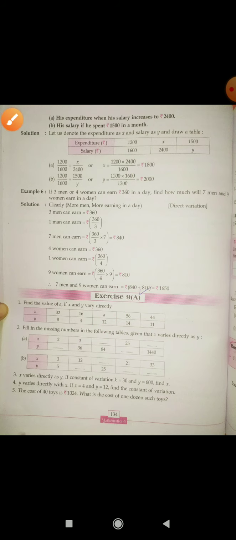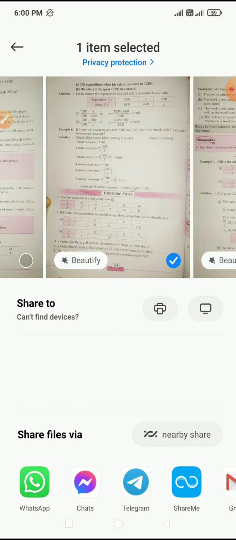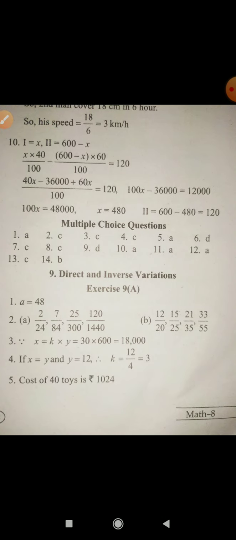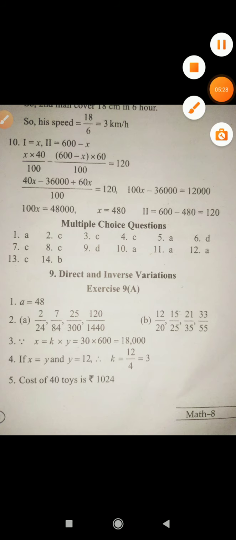All right, next, question number 2: fill in the missing numbers in the following table. The values are 2 by 24, 7 by 84, 25 upon 300, and 120 upon 1440. All right, so you can also complete this exercise.